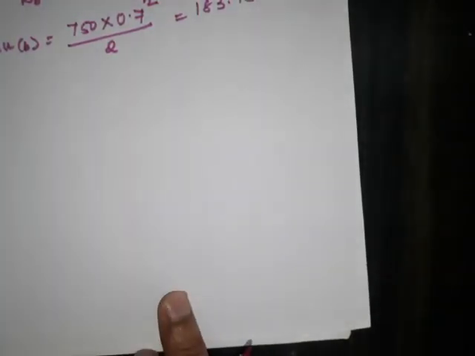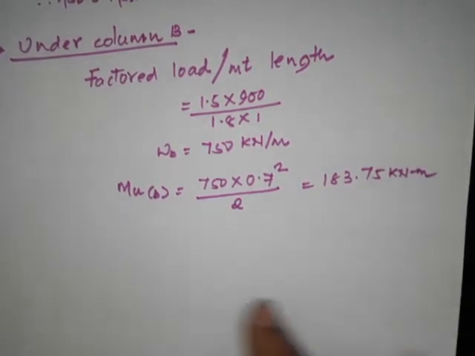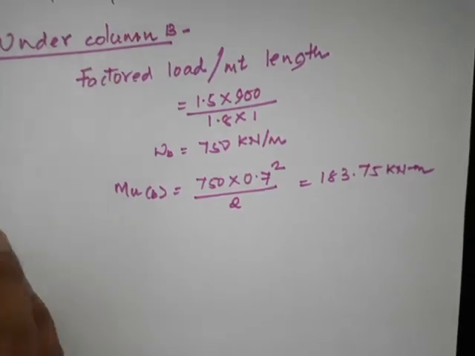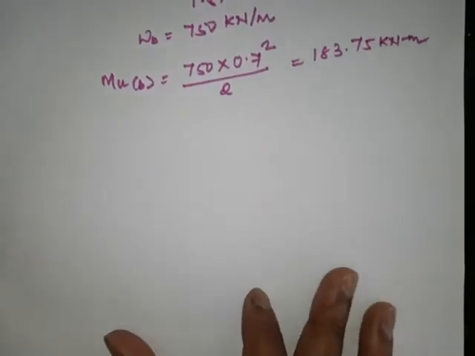Okay, so further you have to go with the same calculation. You have to check with the same and find out the AST in the transverse direction, that is under column B. After that, you can calculate that as homework. Now we will go for check for shear. Check for shear.